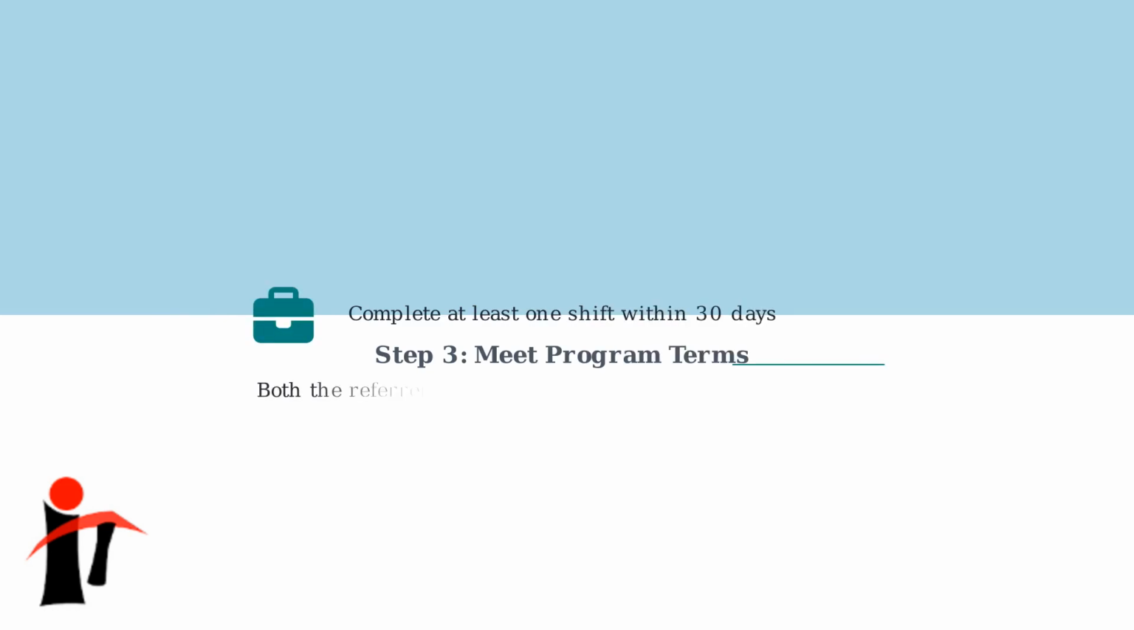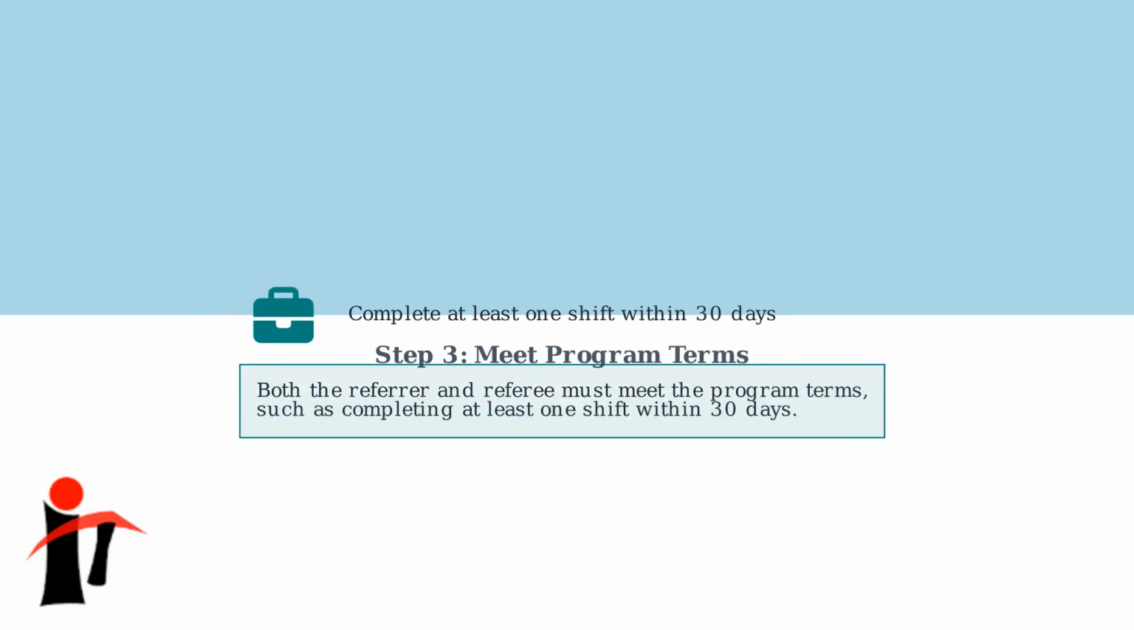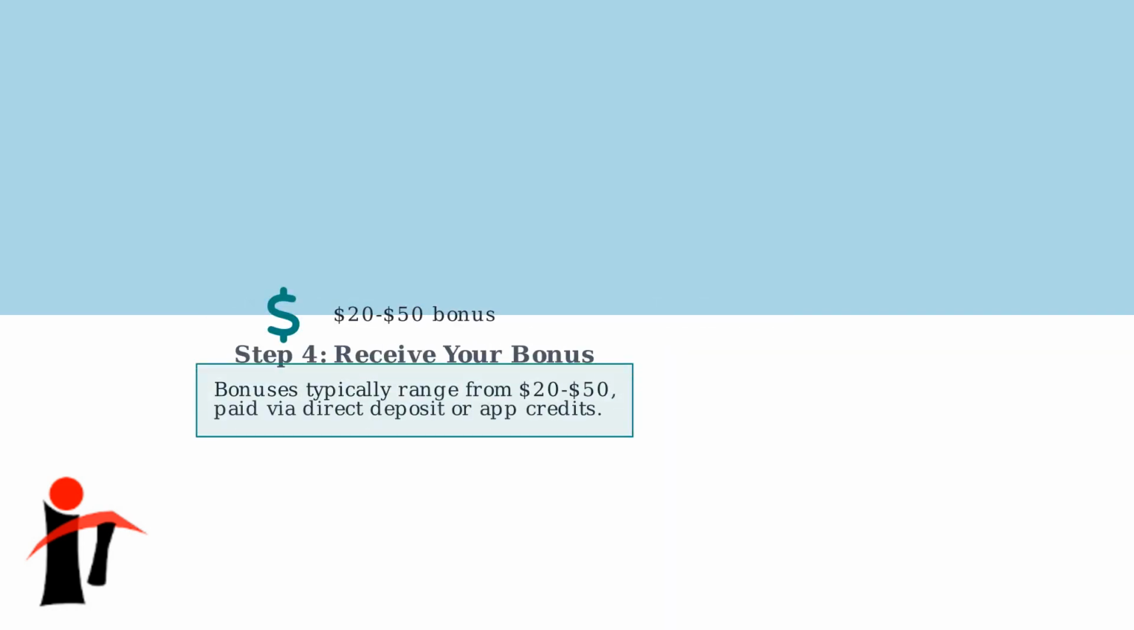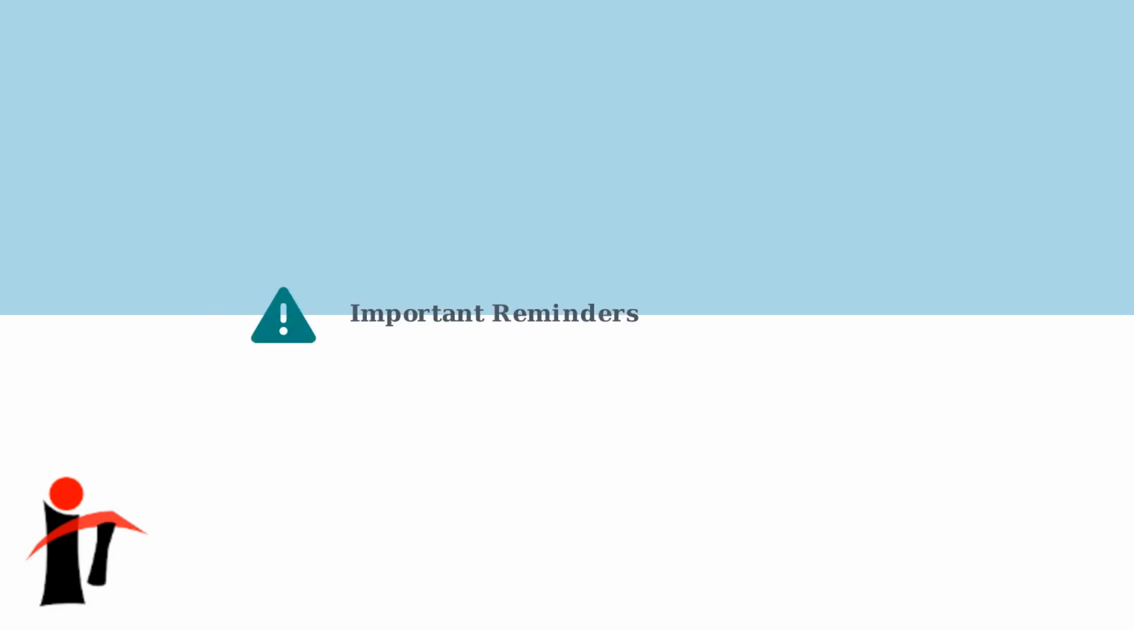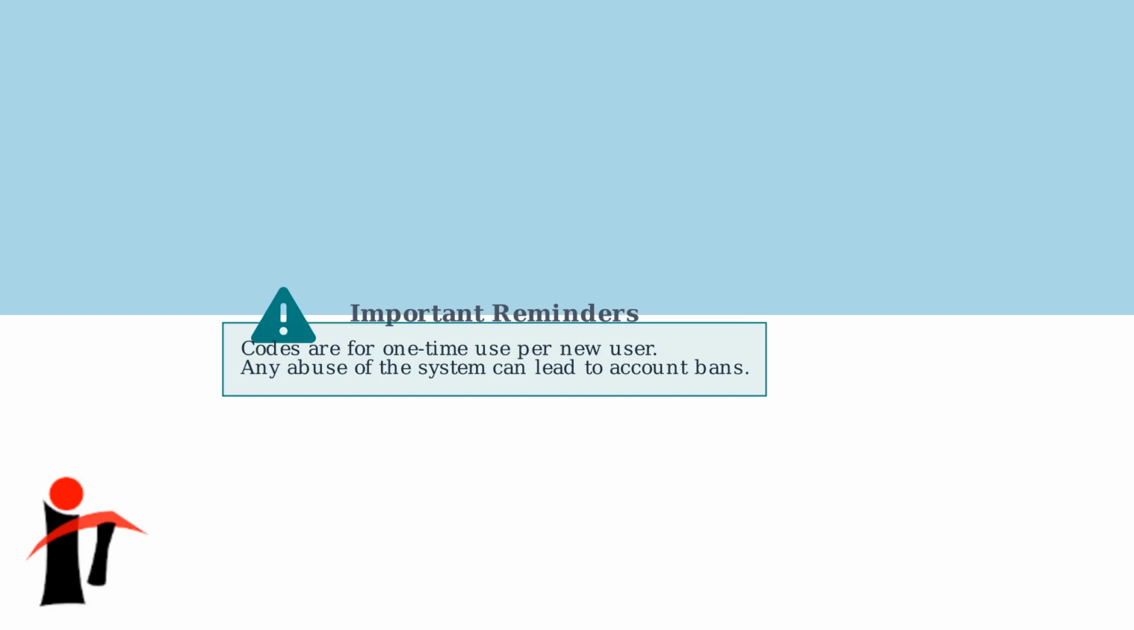Both the referrer and referee must meet the program terms, such as the new user completing at least one shift within a specified time frame, usually within 30 days. Bonuses typically range from $20 to $50, paid via direct deposit or app credits. Use the app's dashboard to track your referral progress. Remember, codes are for one-time use per new user, and any abuse of the system can lead to account bans.